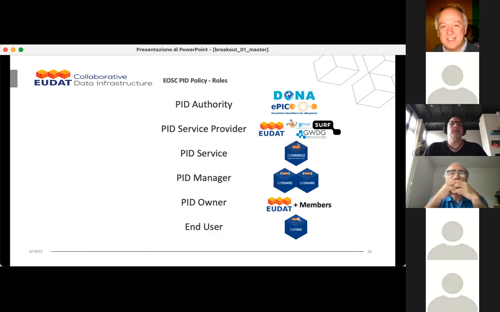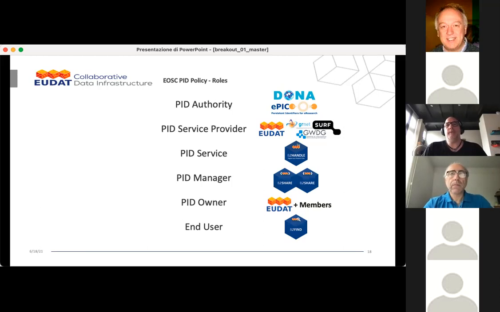In the PID policy, there are different roles assigned. As you can see, many of the roles will influence EUDAT, and we need to take action to implement what they mean in practice for the different roles. We are not the PID authority, as already said. We assign prefixes from EPIC, which falls within the EPIC domain, but also in the donor namespace domain.